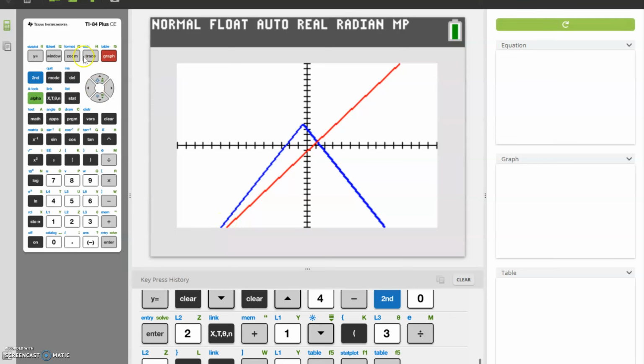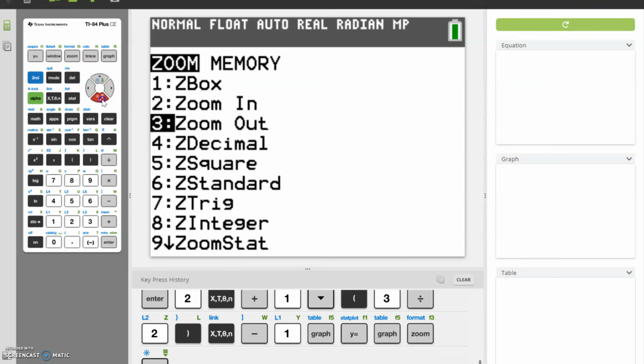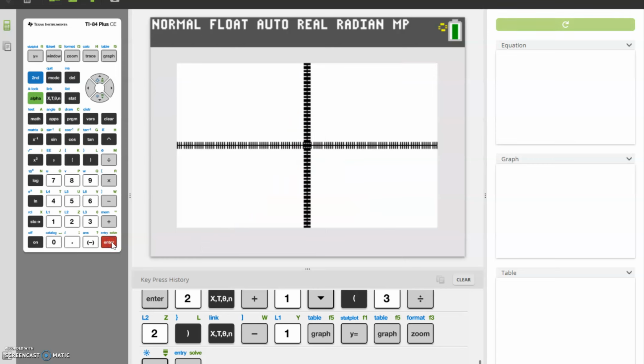So to be sure, I'm going to go into my zoom key, and I'm going to do a quick zoom out. So in other words, I'm basically telling the camera to step back so I can get a little bit more of that picture in my frame. So either selecting 3 or highlighting 3 and hitting enter, it's going to take you out, and then you're going to hit enter again, and it's going to zoom things out a little bit further.